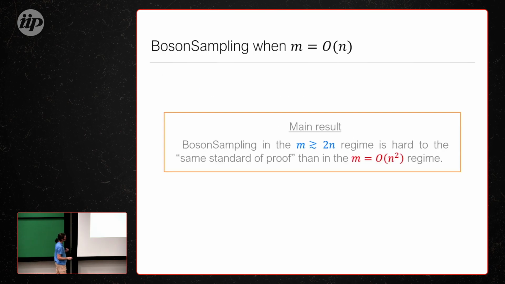But the main result, just to punchline, is that boson sampling is hard in this regime where the number of modes is only twice the number of photons, where experiments are done, to the same standard of proof as in the original paper. Okay, and I'm going to skip the next bit here.